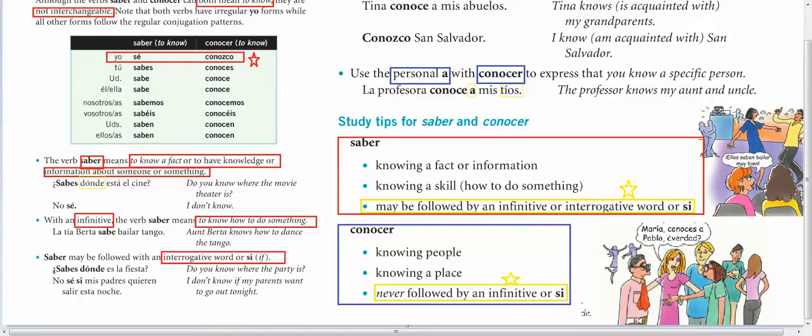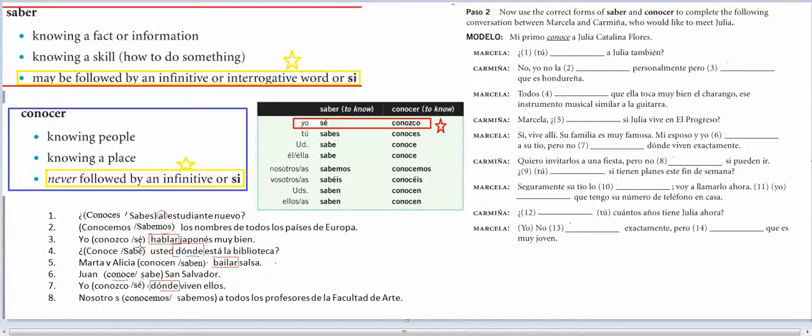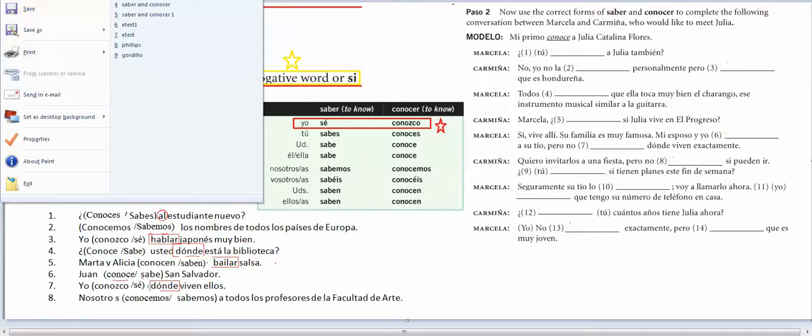Okay, so let's pull up practice. Okay, so let's do this practice first. The one on this side, I'm going to pull that up separate. So here, we've already got the verbs conjugated for us, and we've got to decide which one we want to use to answer our question. So it says, conoces, sabes al estudiante nuevo. Well, what you see here is al. Okay, al is a plus el, so it's that little personal a.